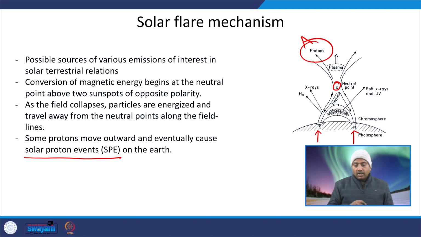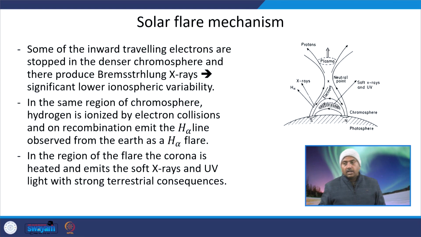Okay, so the point is, much of the activity happens at the neutral point, and when the magnetic field collapses, the energy is transferred to the plasma. The plasma moves out, and in this process, some protons may move away along the magnetic flux lines, and these protons, when they reach the Earth, may induce what are called solar proton events on the Earth. There are more interesting aspects related to this.